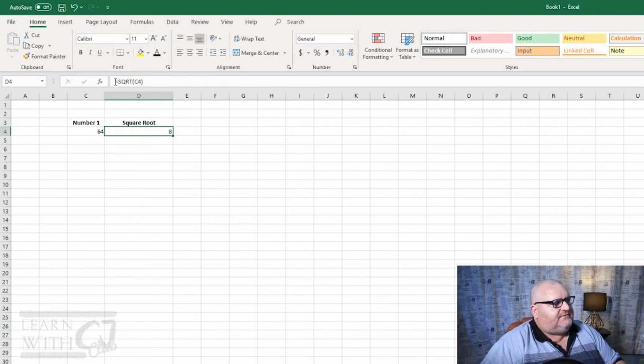So it's very simple. If we want to find the square root of something, we simply go equals SQRT for square root, round brackets, and then the cell address. Very simple process.